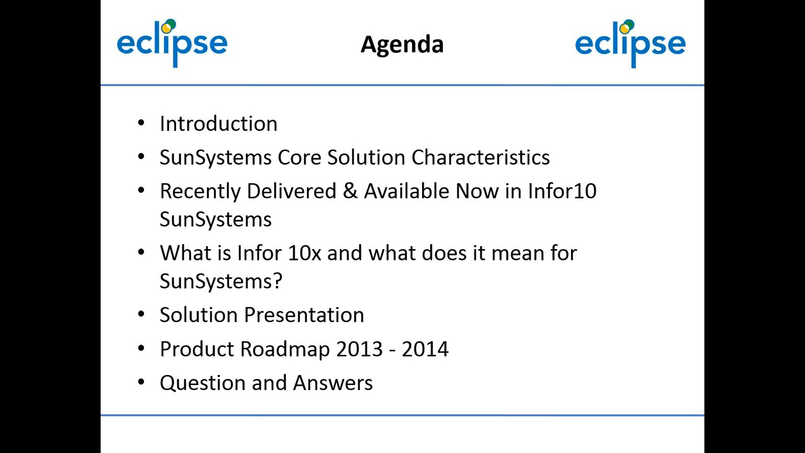So we'll start off by recapping some of the core solution characteristics of the Infor 10 release, or indeed Sun 6 as it's sometimes referred to. We'll run you through exactly what's out there at the moment in terms of functionality, so what has already been delivered in previous versions of Infor 10. What is the Infor 10x release, which is the latest release of Infor 10, and how does that fit into Infor's wider strategy, and more specifically, what does it mean for SunSystems as a product?